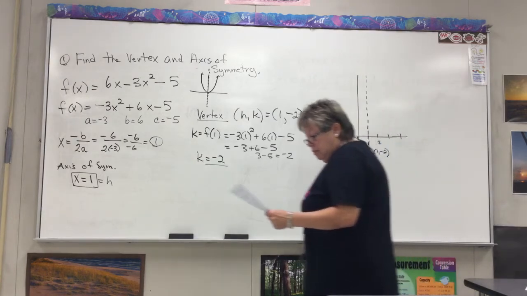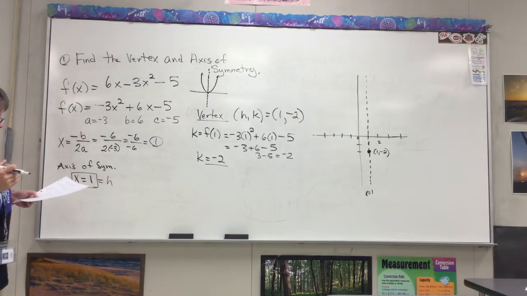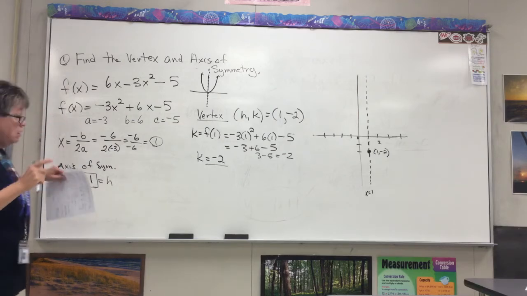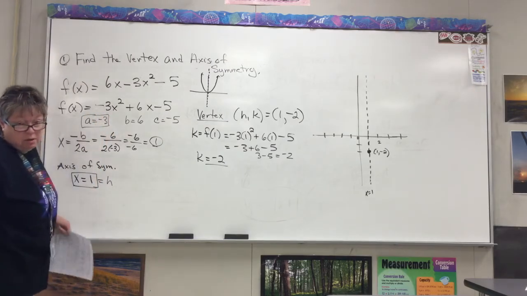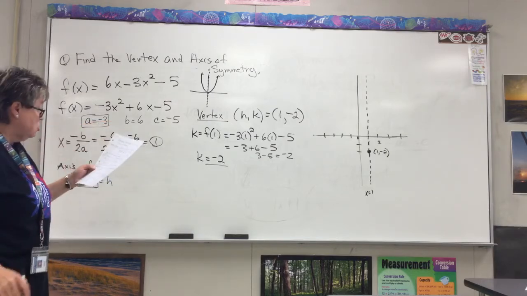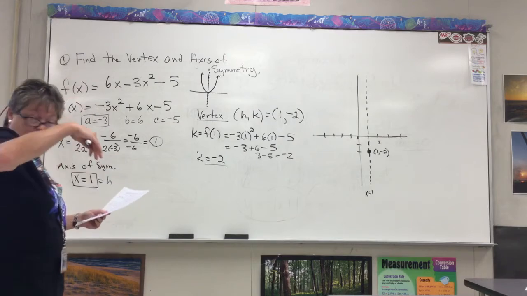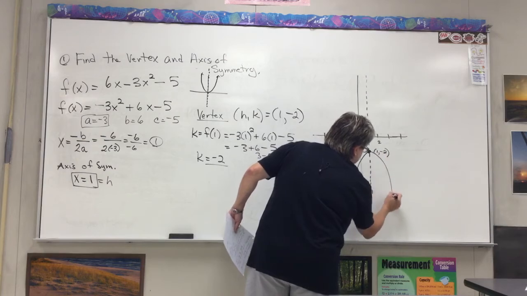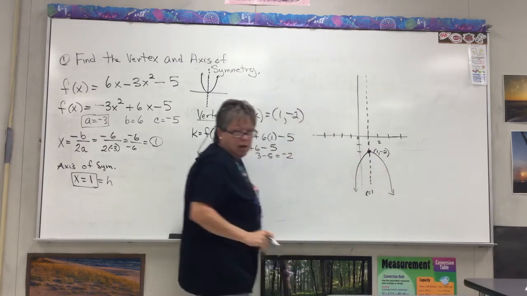Just like that. So then the question is, if that's the case, is that going to be a minimum or maximum? Well, how do you know? Remember, a holds the secret. I have a negative 3 here, so what's that tell you about your parabola? Well, it should turn over. So our parabola, and again, I'm just rough sketching this, looks something like this. We have our axis of symmetry, and then we have our parabola.